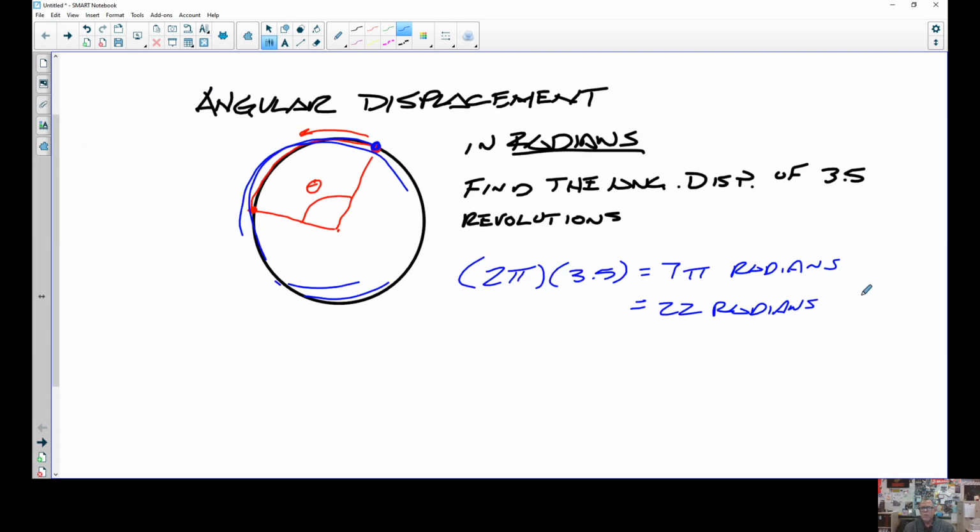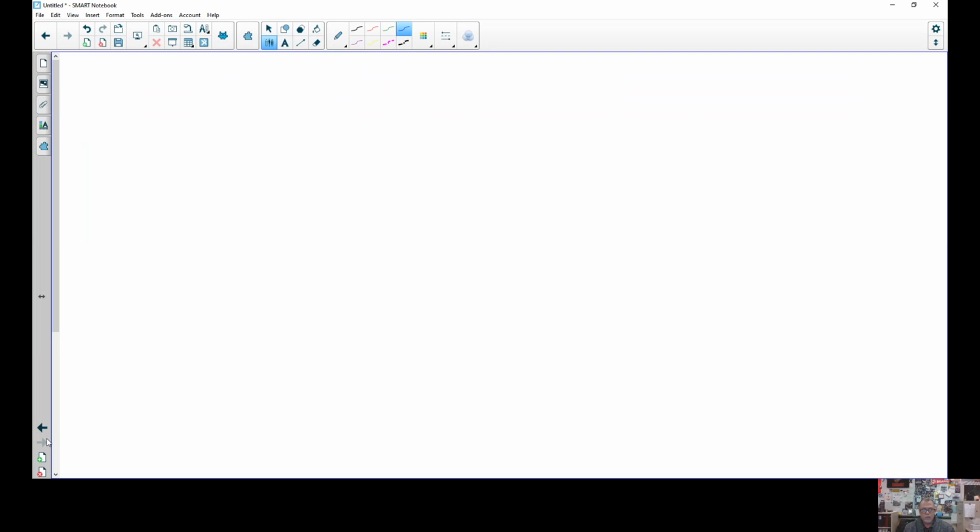So angular displacement is that basic concept that as we rotate around, however many revolutions we create, that times 2 pi would give us the number of radians of angular displacement, or angular displacement in radians, if you want to say it that way. So if we understand this concept of angular displacement, which is an if, I can always clarify it for you tomorrow if it's not perfectly clear.